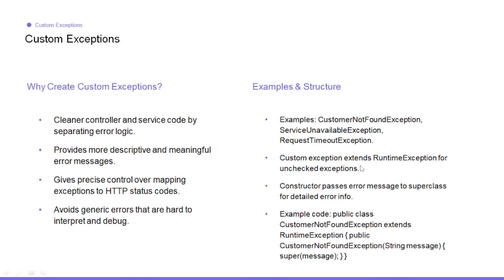Custom exceptions extend the RuntimeException. The next one is the custom exception passes the error message to the superclass to handle it. For a public class, this is an example, like CustomerNotFound extends RuntimeException, and you say this is a constructor and you pass the message to super.